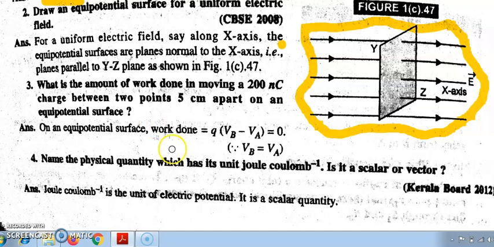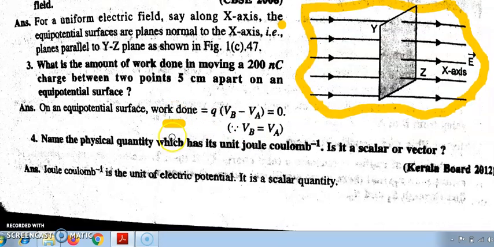Now what is the expression of work done? Work done means charge times the potential difference. Suppose you are going to move the particle from A to B. The change in the potential is called potential difference. Now if there is an equipotential surface, that means VA equals VB. So VA and VB are the same, so obviously the work done will be 0. For an equipotential surface, if you want to move something, you don't have to do any work.